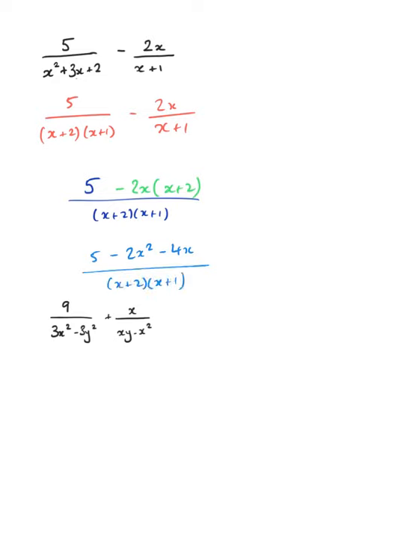Now 5 minus 2x squared minus 4x doesn't factorise, but if it did, you would then factorise that and look for anything you can cross out.